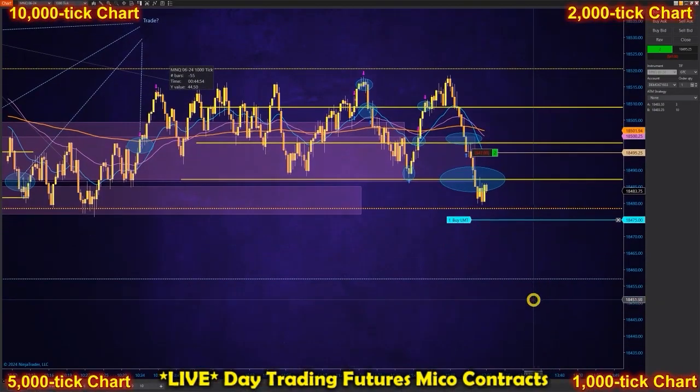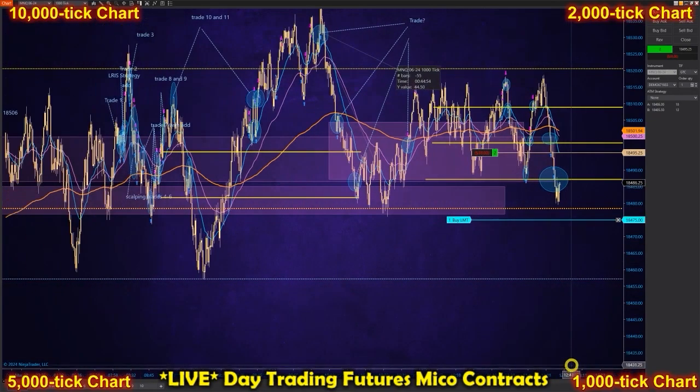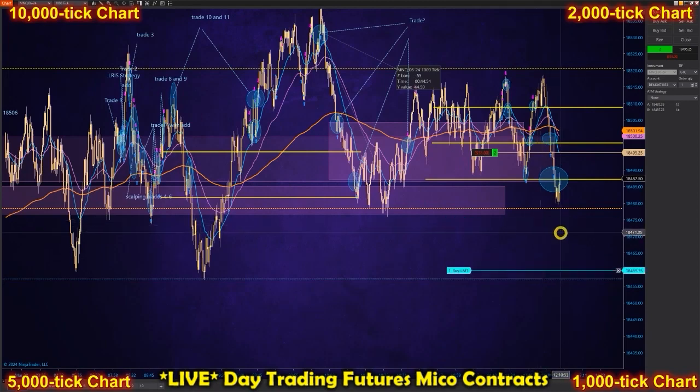I like what it's doing so far. We don't have our third one yet. It's possible I could even move that third one down further, maybe down to this next level down here. Why don't we do that?